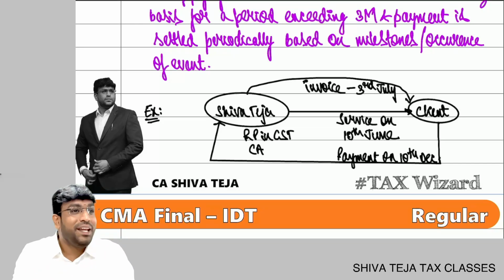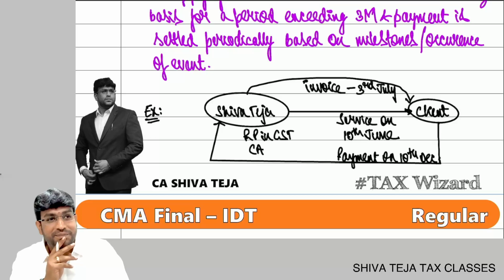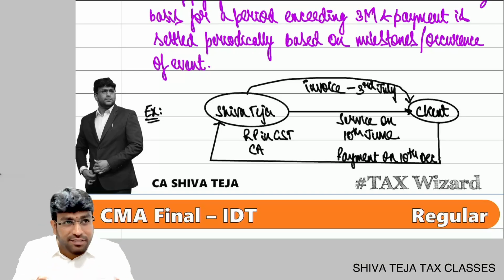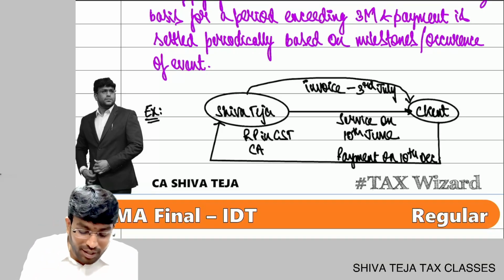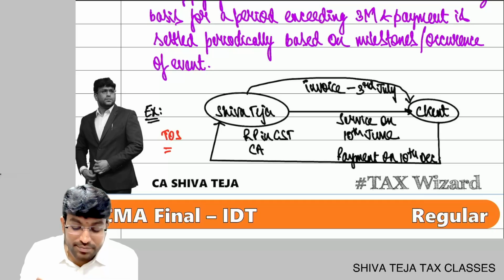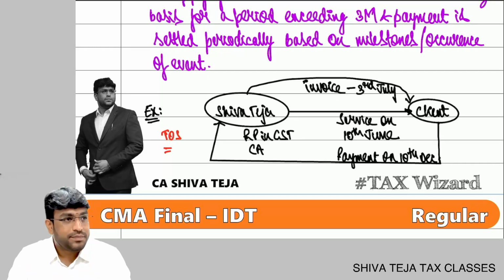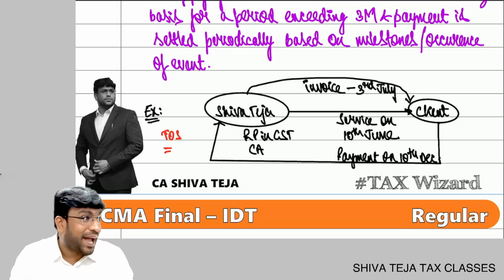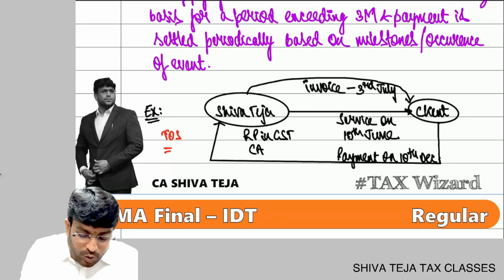Listen. Now tell me, first of all, what is the time limit to give invoice? 30 days. Did I give? Yes. Now tell me, what is time of supply? Since invoice is given within the time, time of supply is date of invoice, date of payment, whichever is earlier. So time of supply is 3rd of July.